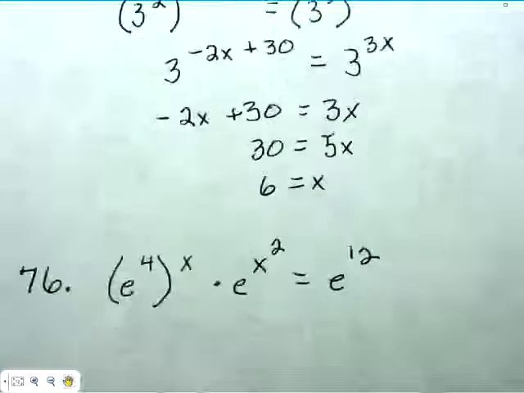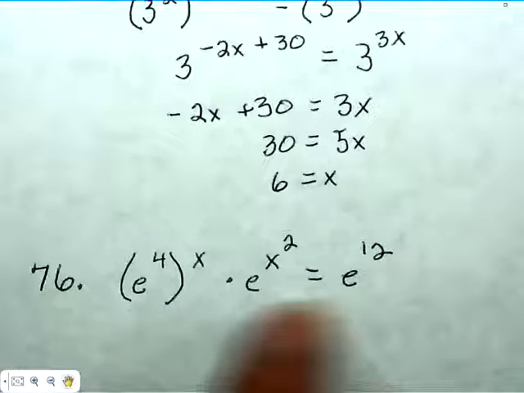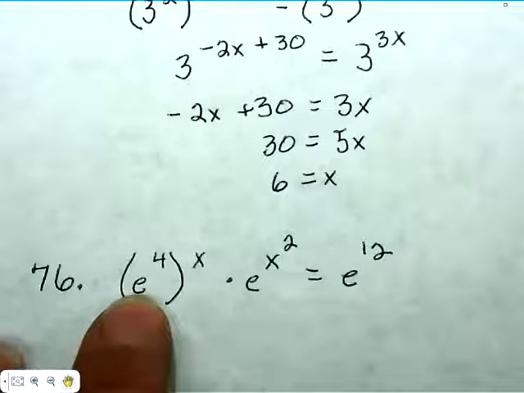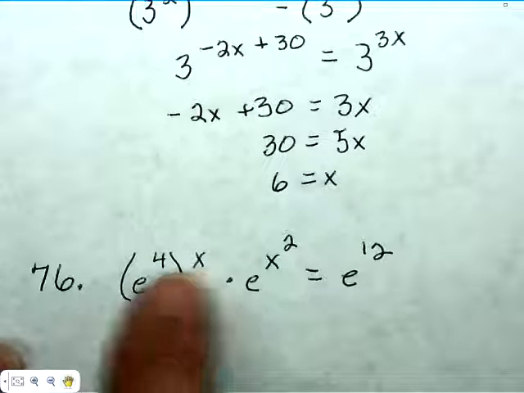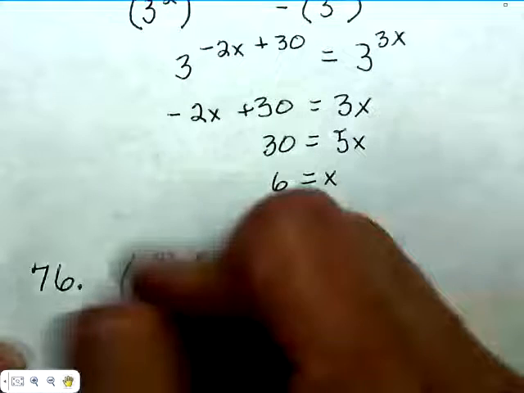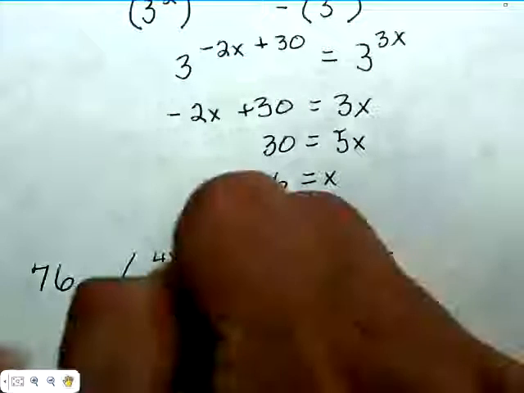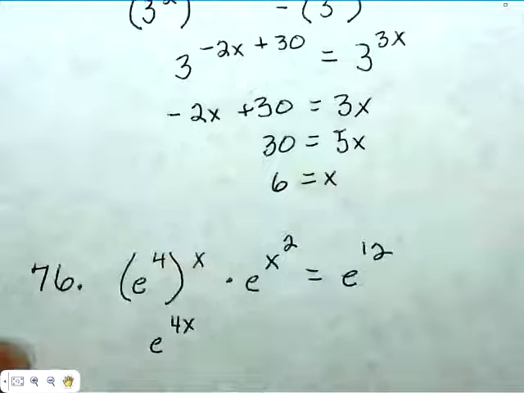All right, number 76. Whenever we see an E, we're going to take a deep breath and go, it's just 3. Play like it's just 3. If I could do it with a 3, I can do it with an E. It's the same thing. Not really, but darn close. All right, I already have base E, except for I need to get rid of these parentheses. When I raise a power to a power, I multiply the exponent. So this first factor is just what? Without the parentheses. E to the 4x. That's all I'm going to do in that step.